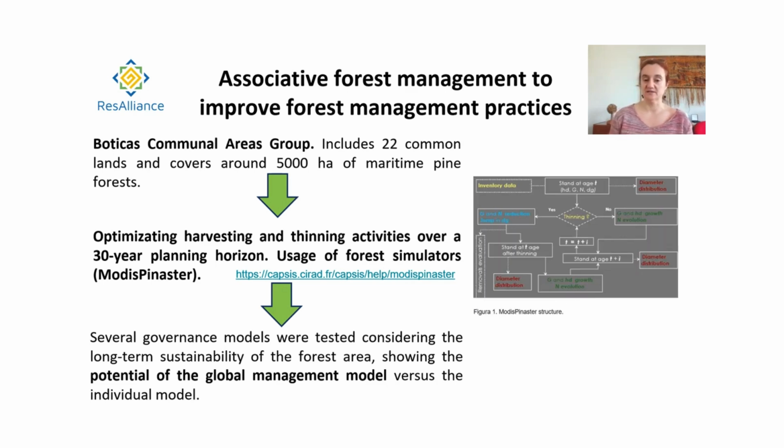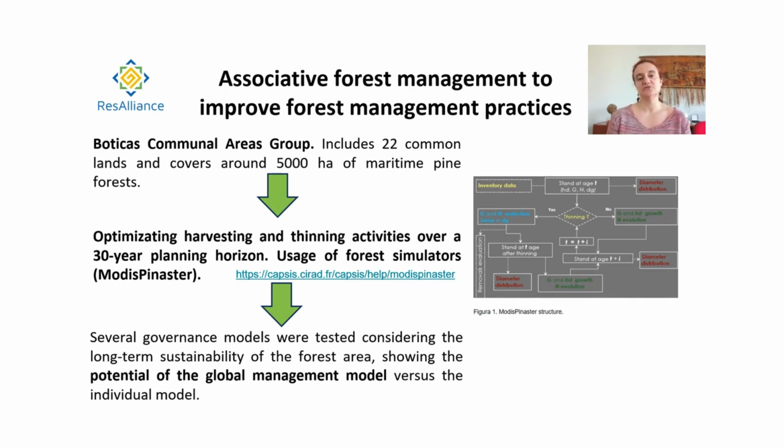the Modis Pinaster. So the Modis Pinaster is a forest simulator that is developed by UTAD, by the University of Trás-os-Montes, that is dedicated to Pinus pinaster plantations. You can see here an example of the structure of the model in the picture on your right. This model is available on CAPSI, so you can later on have a look at it.